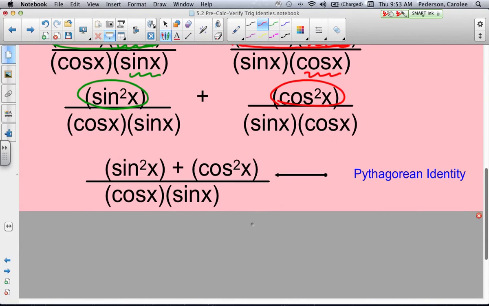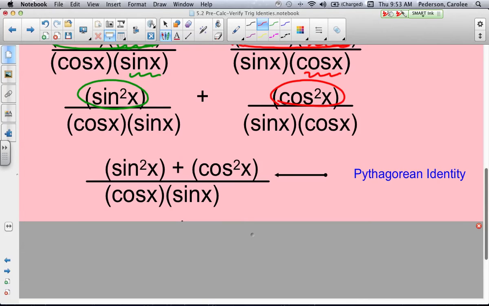So now we're at this point. We have the 2 fractions combined into 1 fraction. Now that nice Pythagorean identity pops up in the numerator. What do I replace that numerator with now? With 1. Awesome. Sine squared of x plus cosine squared of x equals 1.